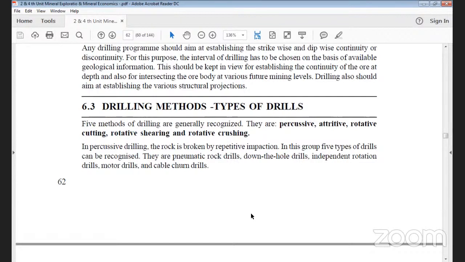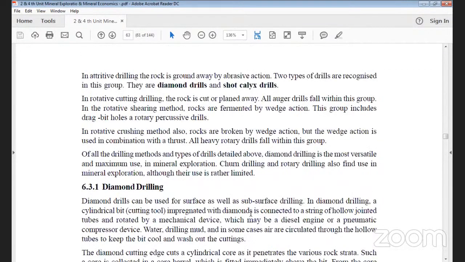In percussive drilling, the rock is broken by repetitive impact. In this group, five types of drills are recognized: pneumatic drills, down-the-hole drills, independent rotation drills, motor drills, and cable churn drills. In abrasive drilling, the rock is ground by abrasive action. Two types of drills are recognized in this group: one is the diamond drill, and the second is the shot calyx drill.